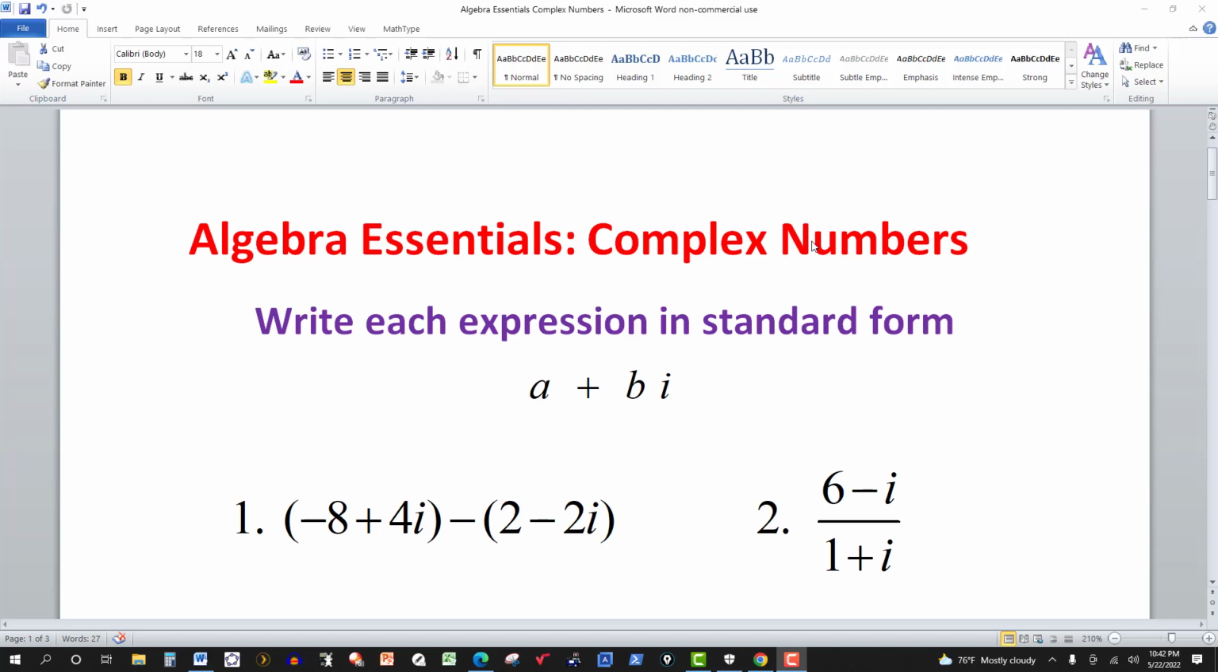In this video, we have another look at complex numbers. We're going to write each expression in standard form. So this is your standard form of a complex number. A and B here are real numbers. A is considered the real part, and B, because it multiplies the imaginary unit i, is called the imaginary part. But they're both real numbers.